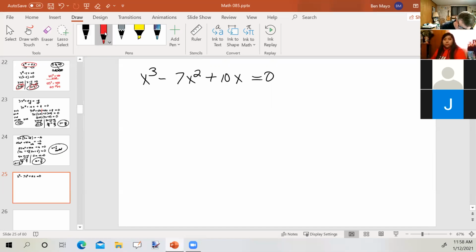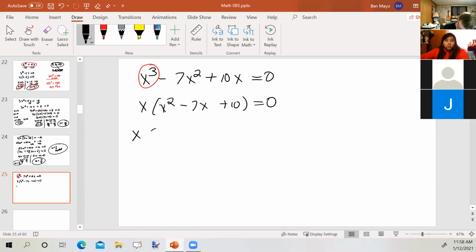I want to point out that this is a third degree equation because the highest power of the exponent on a variable is a 3. Well, with our second degree equations, we've been getting 2 solutions. With a third degree equation, we're going to get 3 solutions. So the first thing I'm going to do is factor out the greatest common factor, which is an x.